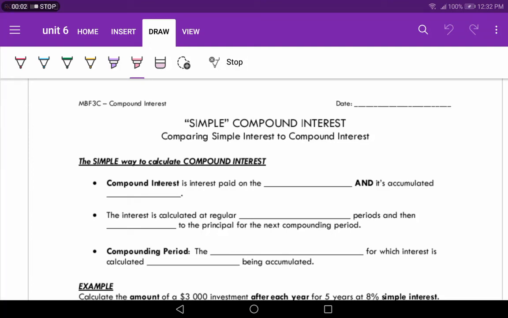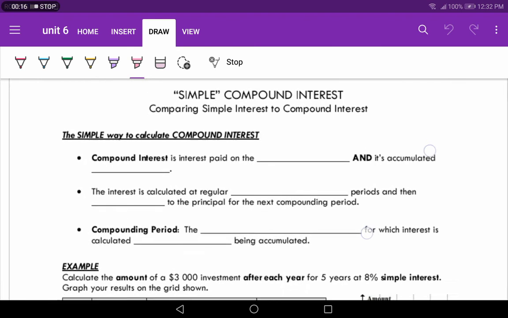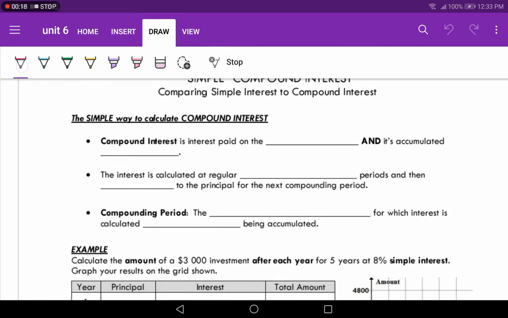This is the second note of the 6th unit on interest. This note specifically, we will be talking about simple compound interest. So comparing the simple interest to compound interest. Okay, so the simple way to calculate compound interest.